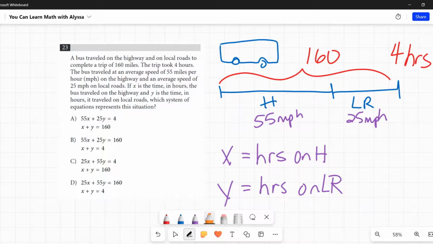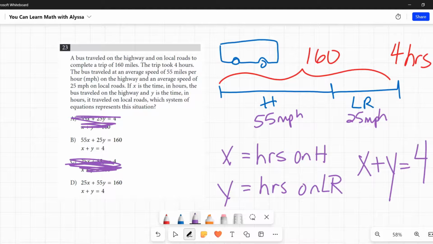What would X plus Y equal? X is the hours on the highway. Y is the hours on the local roads. So together, the total hours that the bus drove was 4 hours. So the hours on the highway plus the hours on the local road would be 4 hours total. That bus did not travel for 160 hours. It traveled for 160 miles. So already I know the two that say X plus Y equals 160 are out, so I can eliminate them. All right, now I'm left with the two that say X plus Y equals 4.